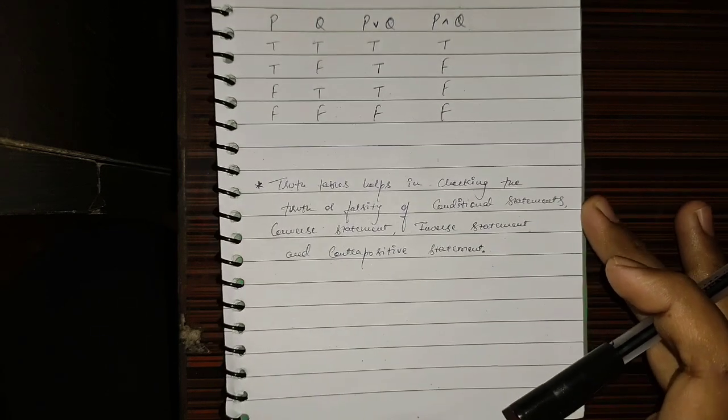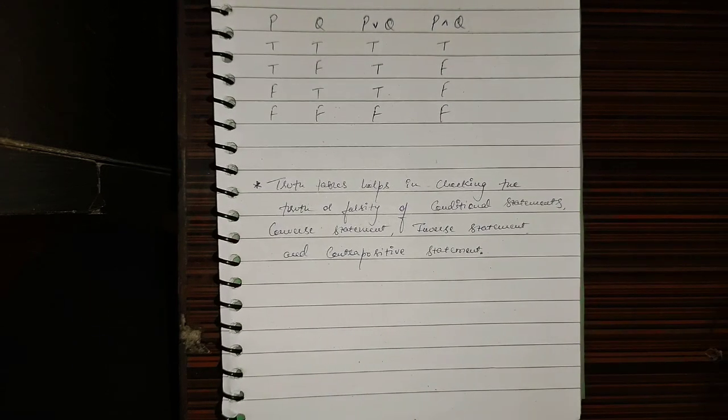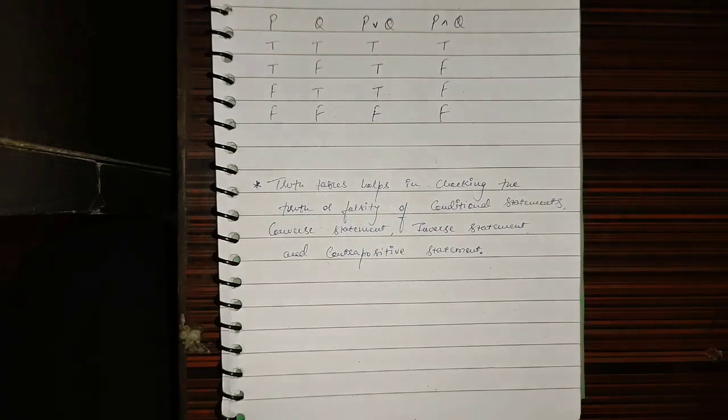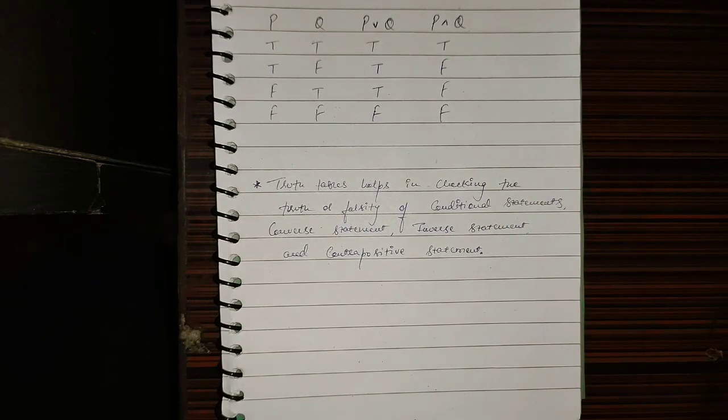Now, truth tables are actually really helpful in checking the truth or falsity of conditional statements, converse statements, inverse statements, and contrapositive statements. All of these statements we will be seeing further.